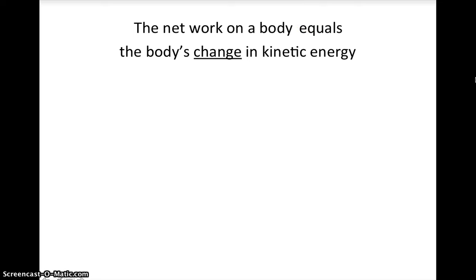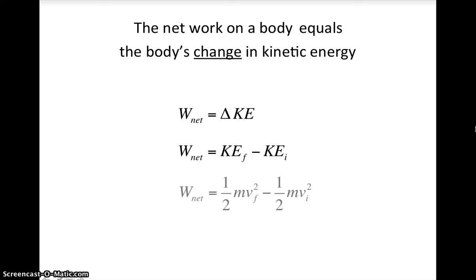Let's write this as an equation. This theorem, you would write like this: W net is equal to delta KE, the change in kinetic energy. Every change is final minus initial. So the right side could be written like so: final kinetic energy minus initial kinetic energy. The formula for kinetic energy is 1/2 times the mass times the speed squared. So in place of KE final, we could write 1/2 m v final squared, and instead of KE initial, we could write 1/2 mass times the speed initial squared.